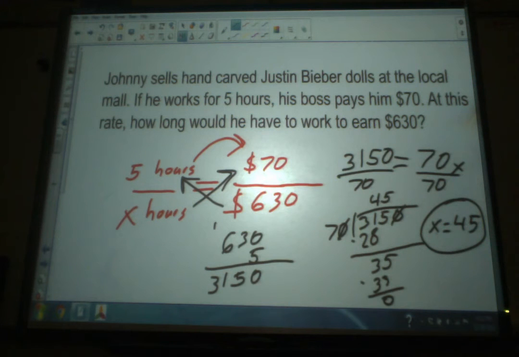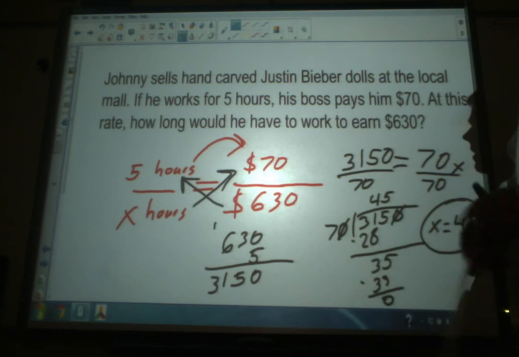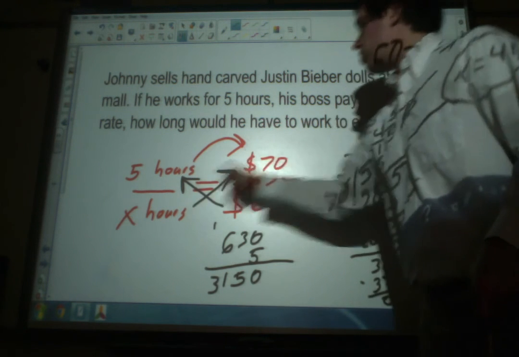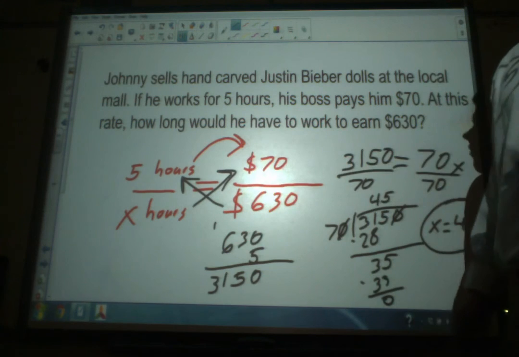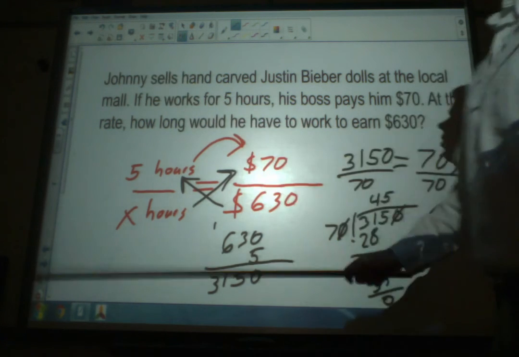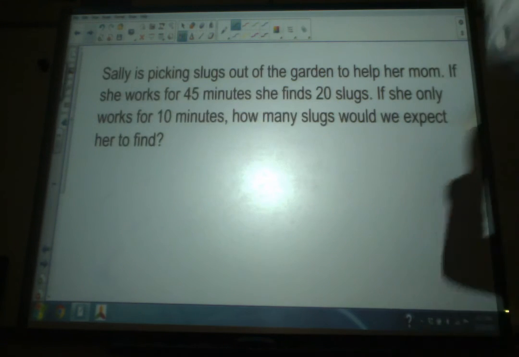Okay? Direct proportion is all really just about setting it up, because solving proportions is something that we've already learned how to do. We already know how to do all this stuff, cross multiply and then divide. You guys can do that already. It's all about setting it up, and the key is hours over hours, dollars over dollars, or whatever it is that you're talking about. So let's look at the second example here.